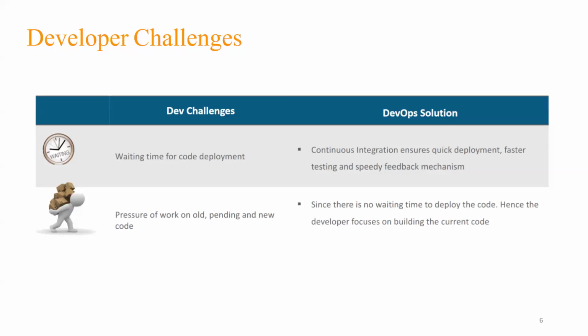The second point is the pressure of work on hold pending new code. That means only when you are done with the current task can we go to the next task, so the backlog is going to be very high. If you don't clear the backlogs, it is not possible to move to the next phase of the development life cycle. So the main dev challenges are the waiting time for code deployment and the pressure of work on hold pending new code.